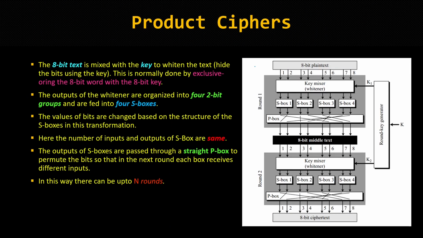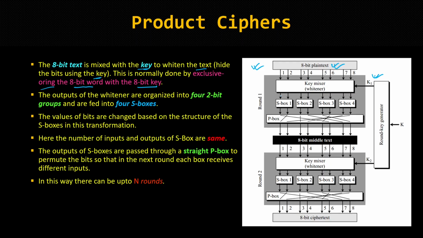So as you can see, for our plain text, we are taking an 8-bit plain text, right? So the 8-bit text is mixed with the key, which is also 8-bit, to whiten the text, that is, hide the bits using the keys. So this is normally done by exclusive ORing the 8-bit word with the 8-bit key. Okay, so we are taking this 8-bit plain text and we are taking the 8-bit key that is produced from this round key generator, and what we are doing is performing the exclusive OR operation.